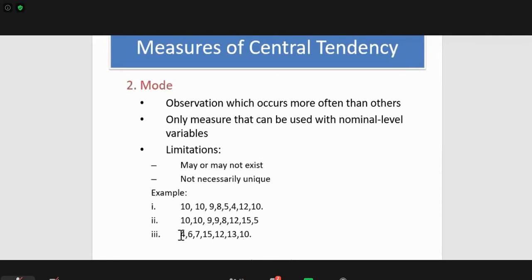Then in example third, 4, 6, 7, 15, 12, 13, and 10. Which observation occurs the maximum number of times? They all occur the same number of times, right? They all occur once. So now if you come back to the limitation, it may or may not exist. So for example, in the third, mode does not exist, right?